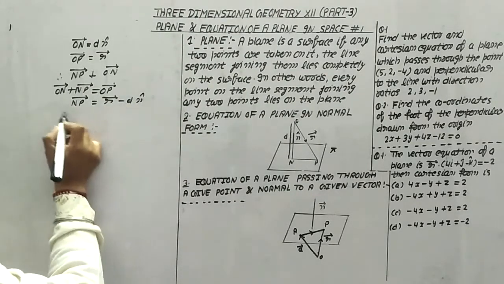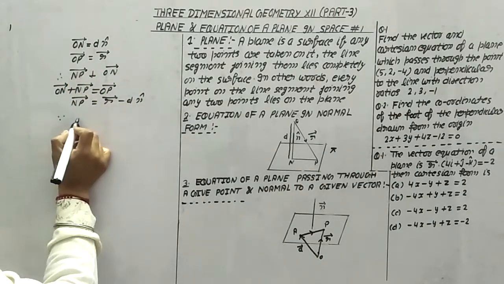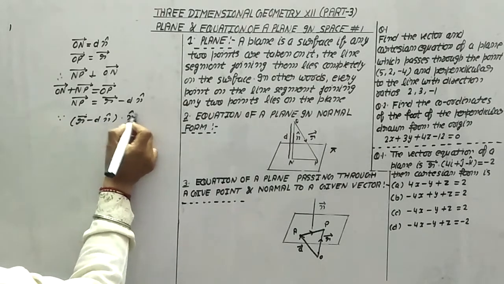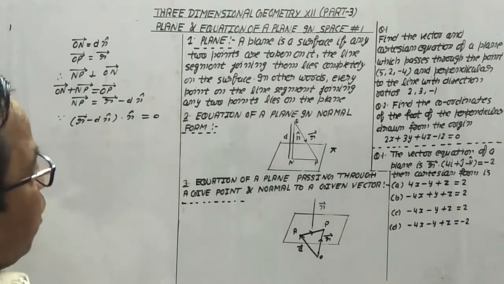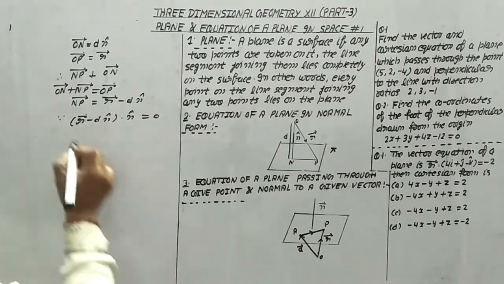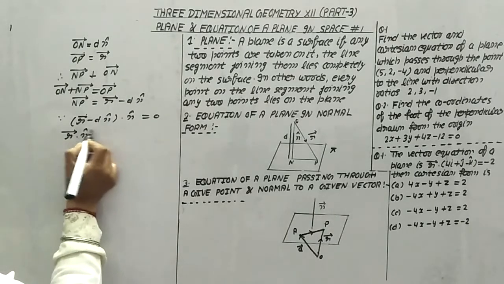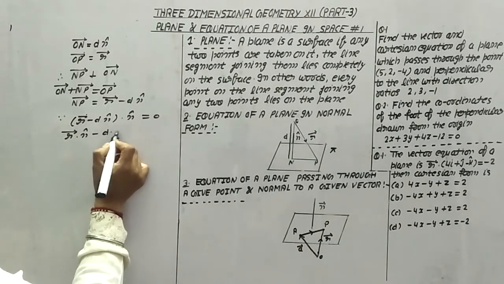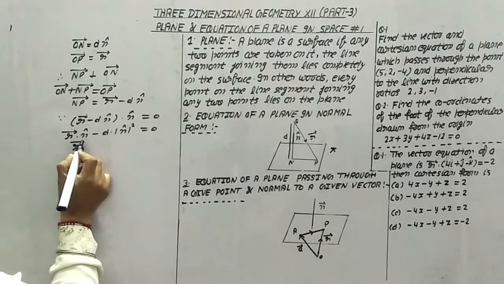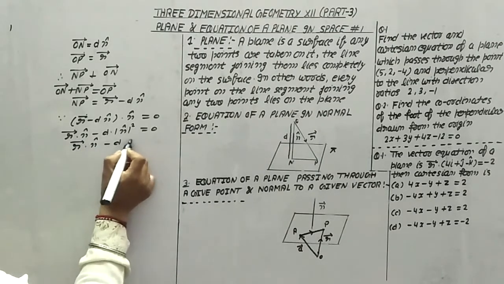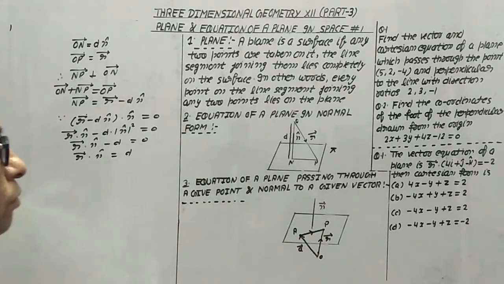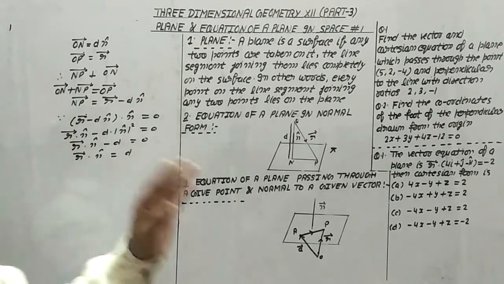d n cap. And because this is perpendicular, we can say (R minus d n cap) dot n cap must be equal to 0, because if two lines are perpendicular, then this is the rule. Now multiplying, R dot n cap minus d n cap dot n cap, where n cap dot n cap is the magnitude of n squared, which is equal to 1. It means R dot n cap minus d is equal to 0. It means R dot n cap is equal to d. So this is the equation of a plane in normal form.